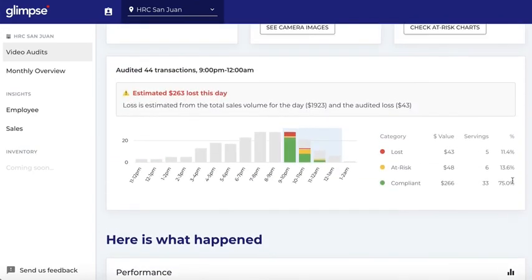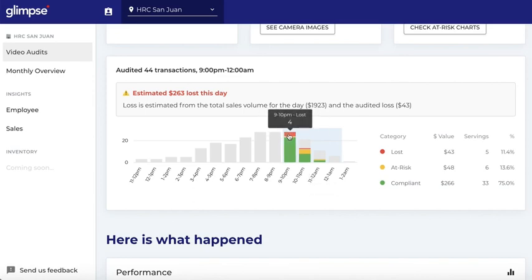this is also a new section that we introduced. In this chart, you will be able to see the entire audited day and the amount of transactions that were actually processed on the POS in the gray bars. Over here in this blue time period, you will be able to assess the time period that was actually audited, so 9 to 12 a.m. in this case. And you will be able to see hour by hour which was the time slot with the highest loss, at risk, or compliance.